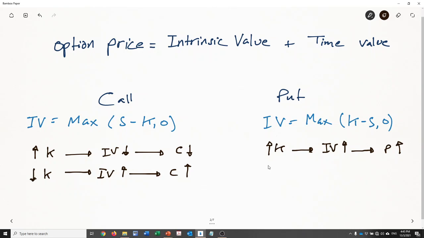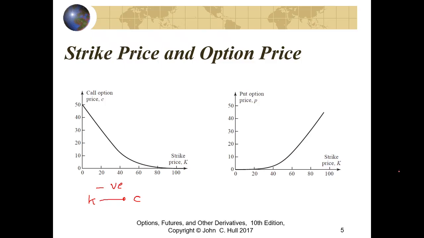Okay, how about decreasing the strike price? How will this affect the intrinsic value? Well, if K becomes smaller, then the difference will become smaller, which means the intrinsic value will also decrease. And if the intrinsic value decreases, what will happen to the put option price? It's going to decrease. So what do we conclude? We conclude that there is a positive relationship between K and put option prices.